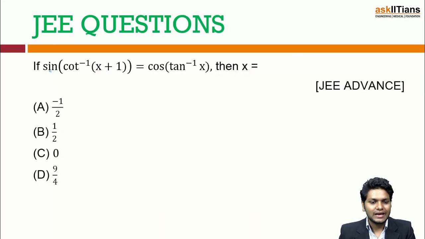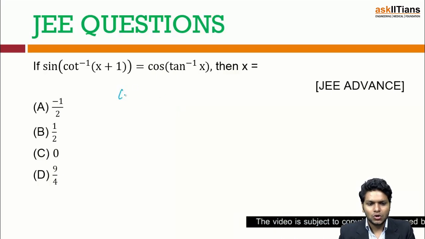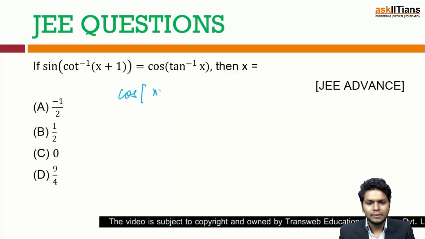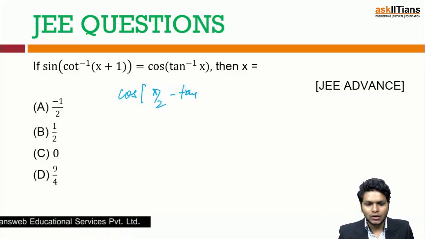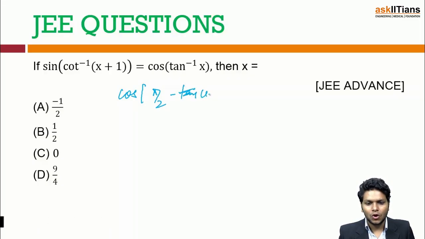Next one: sine of cot inverse of (x plus 1) is equal to cos of tan inverse x. See, sine and cos are complementary, they differ by pi by 2. So what can I say? That cos of (pi by 2 minus cot inverse of (x plus 1)) will be equal to cos of tan inverse x, right?